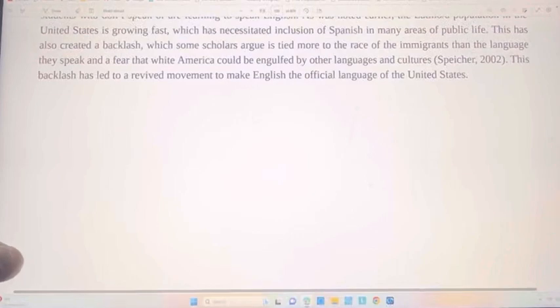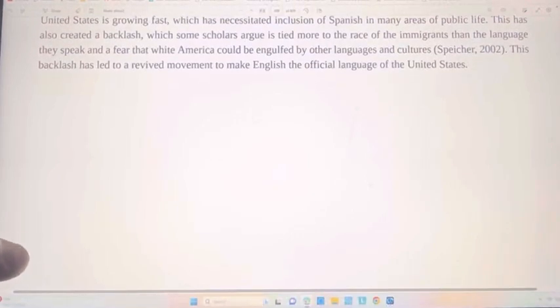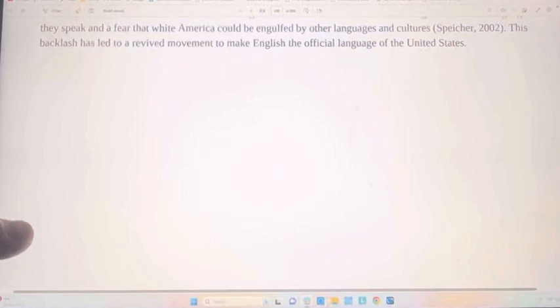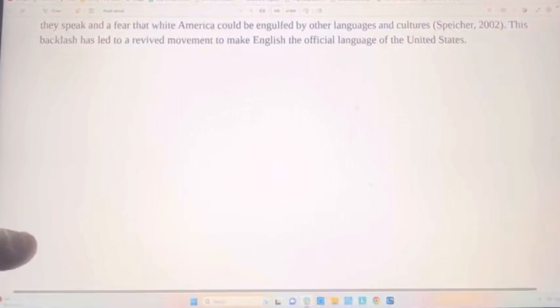This has also created a backlash, which some scholars argue is tied more to the race of the immigrants than the language they speak, and a fear that white America could be engulfed by other languages and cultures. This backlash has led to a revived movement to make English the official language of the United States.